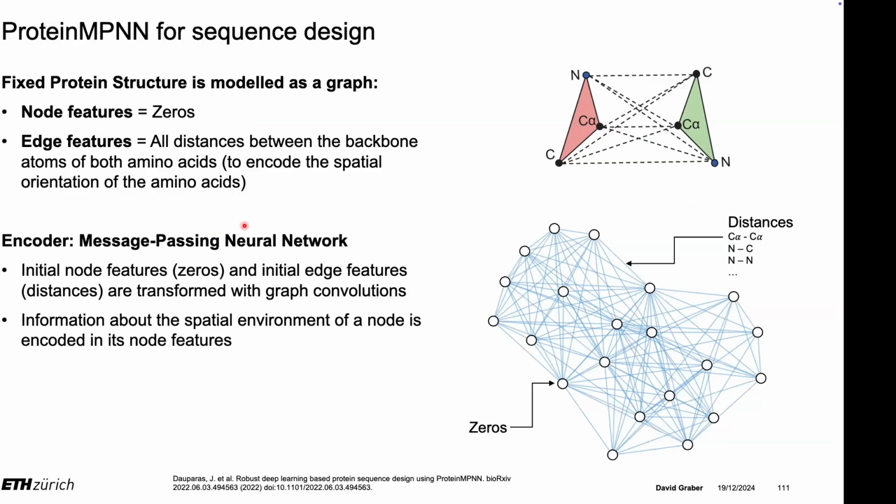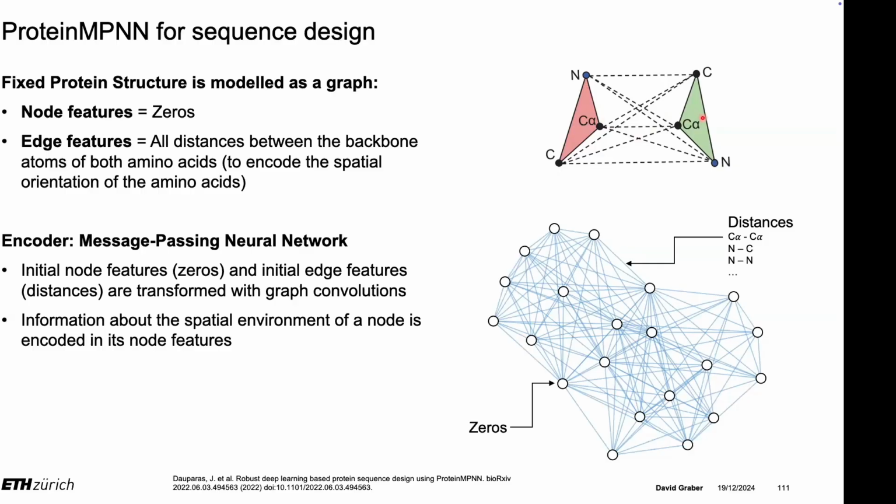So remember that each edge connects two C alpha atoms. So kind of like here, between this C alpha atom and this, and then how they initialize the edge features. The features of this edge are all distances that you can compute between the three backbone atoms of these two amino acids that these C alpha atoms represent.